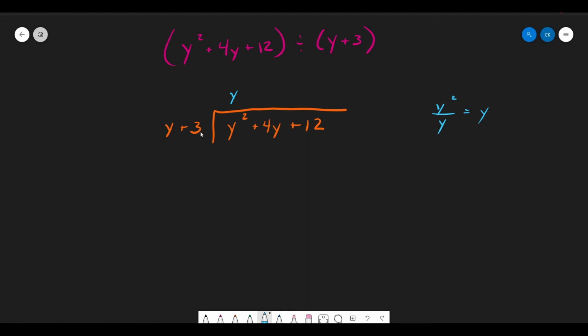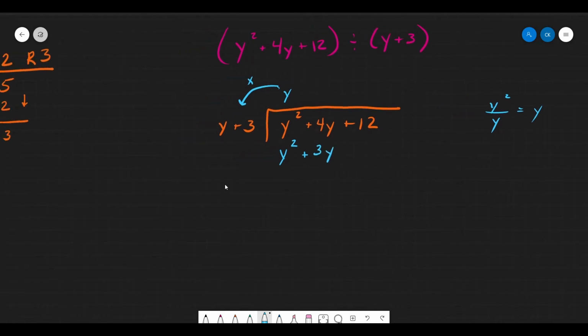Just like we did in the long division, right? We said, well, y times y is y squared, 6 times 2 was that 12 that we had. So now I'm going to take this y and multiply it times the entire binomial here, not just the y. I'm taking the y and multiplying it by y, and I'm going to take the y and multiply it by 3. So y times y is y squared. I have a plus, so I put the plus. Y times 3 is 3y.